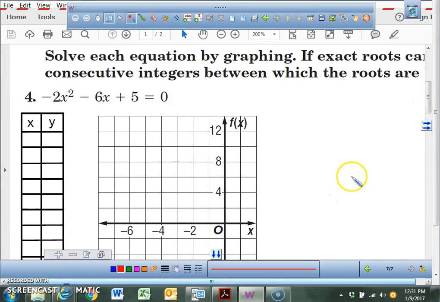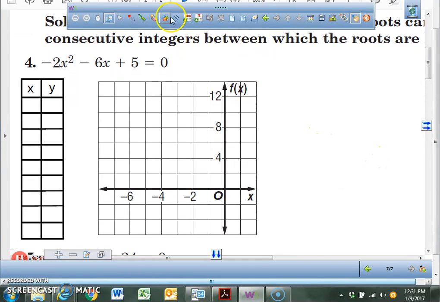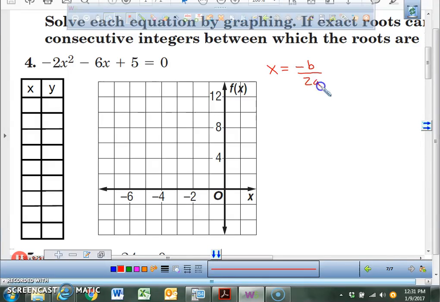All right? So right now, problem number 4, we are going to first find the axis of symmetry. The formula for the axis of symmetry is -b over 2a. So we need to know what a is, what b is, and what c is. Okay? So right now, in this quadratic equation right here, what is the a value?